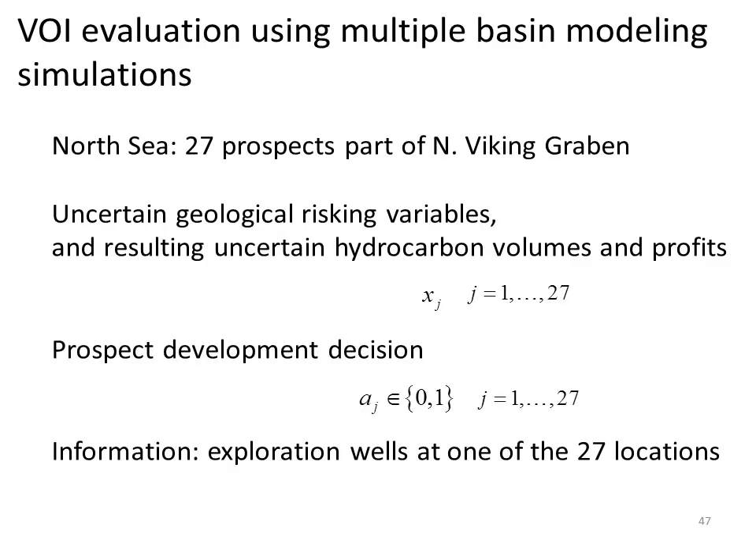This is an example from the North Sea. We have 27 prospects, part of the North Viking Graben. There are uncertain geological variables, and these result in uncertain hydrocarbon volumes, and of course uncertain profits. The alternatives are prospect development decision, so yes or no at each of those 27 locations. The possible information could be exploration wells, which will tell us whether the prospect is profitable or not.